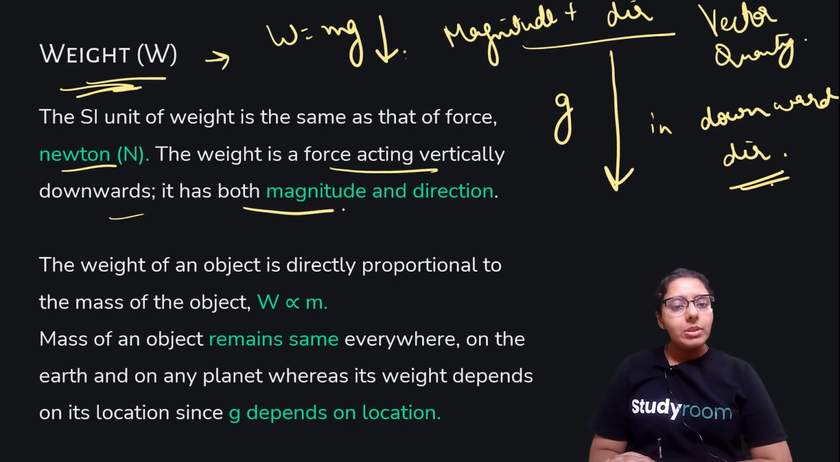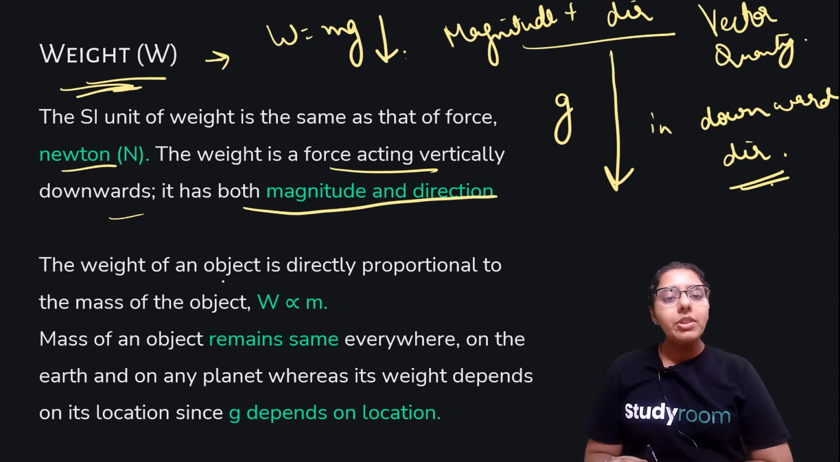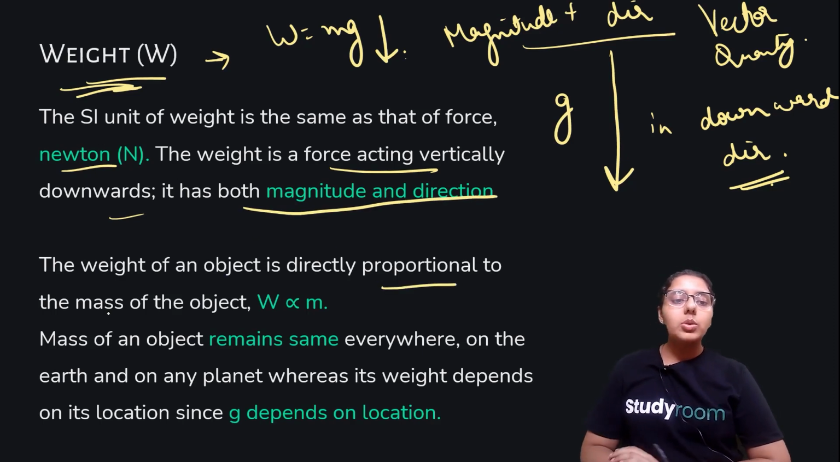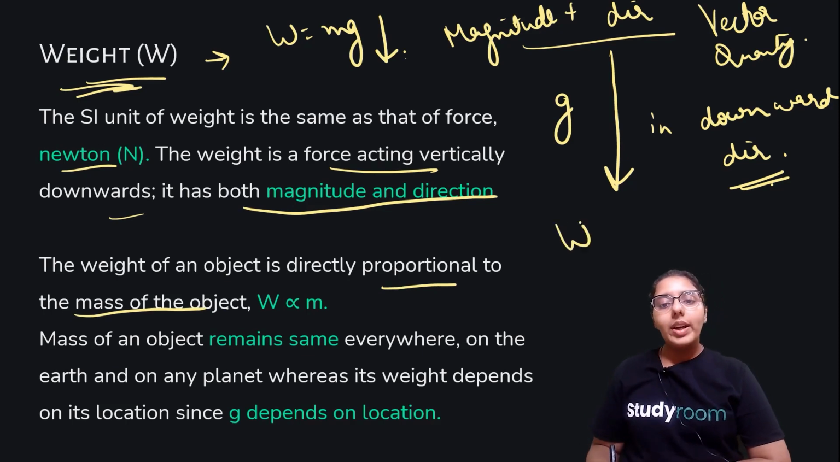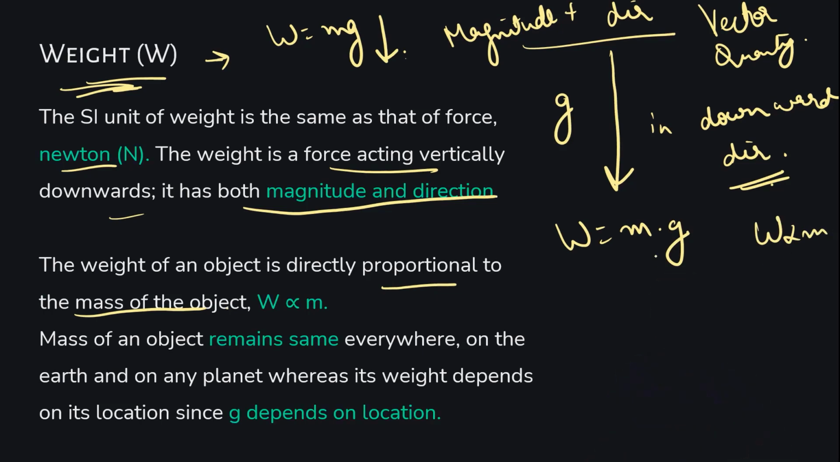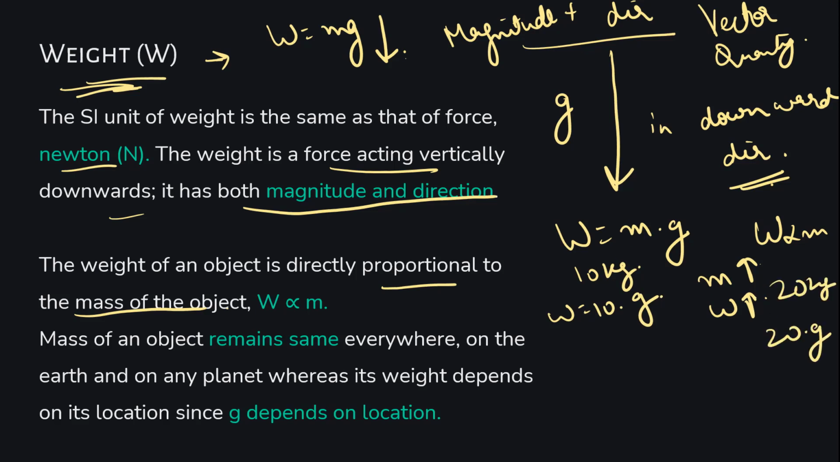So it has both magnitude and direction. The weight of an object is directly proportional to the mass of the object. As we know, weight is equal to m into g. So it is directly proportional to mass, right? So if your mass increases, your weight increases, correct? For example, if your mass is 10 kgs, your weight will be 10 into g. If your mass is 20 kgs, your weight will be 20 into g. So in this case, your weight is more, correct? So your weight increases as your mass increases.